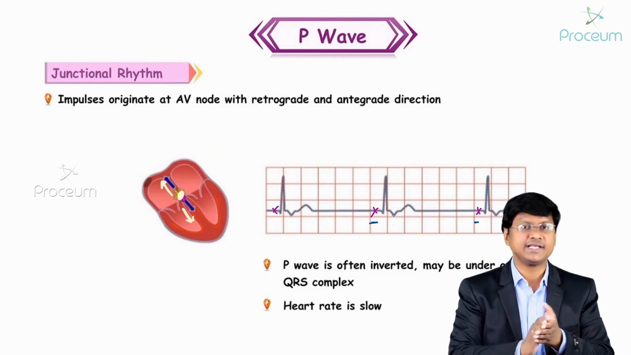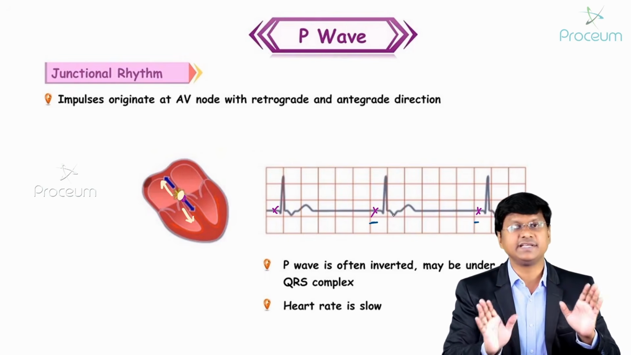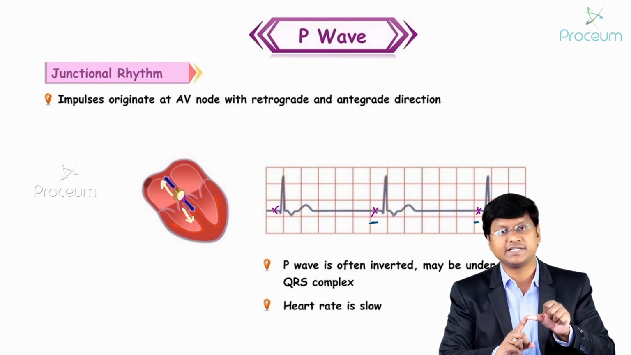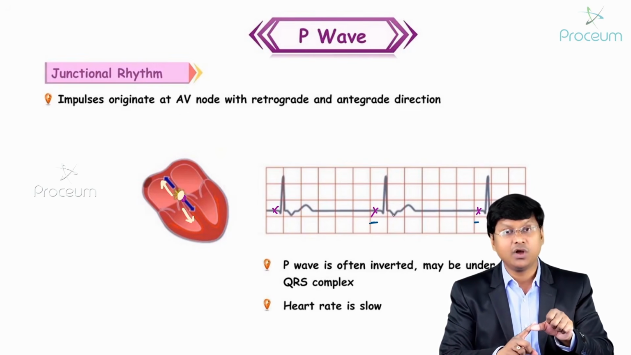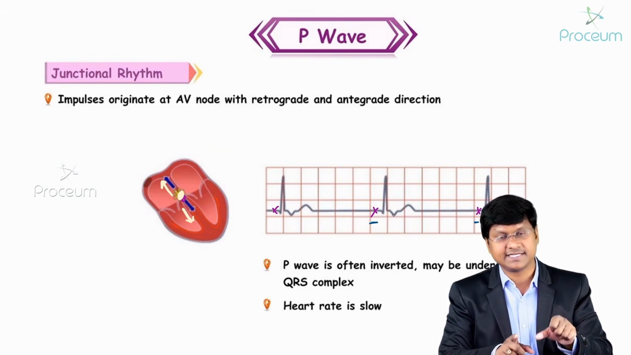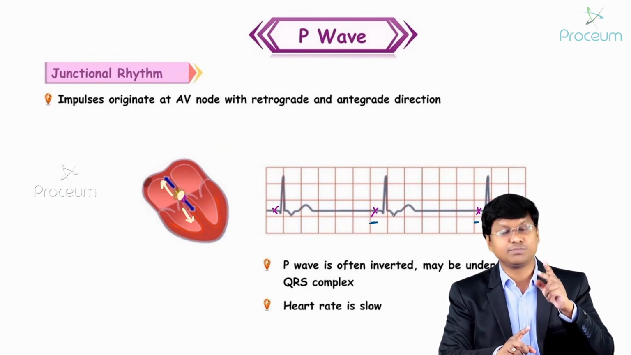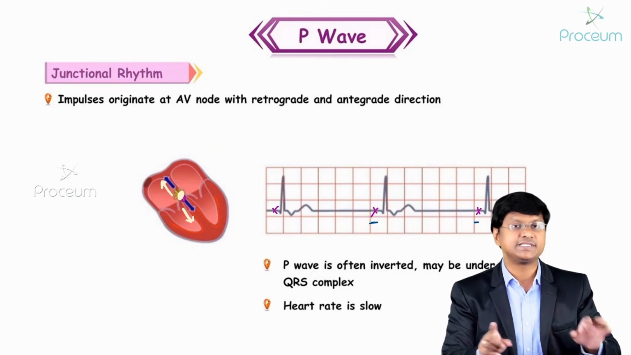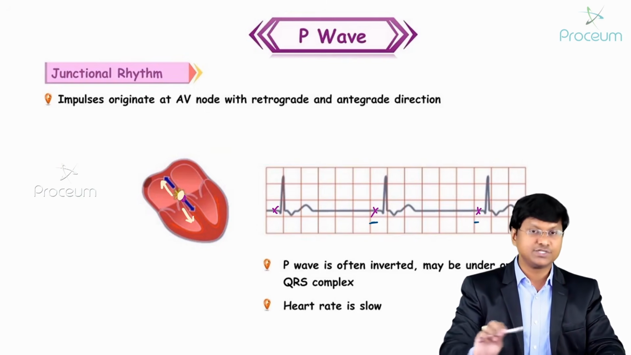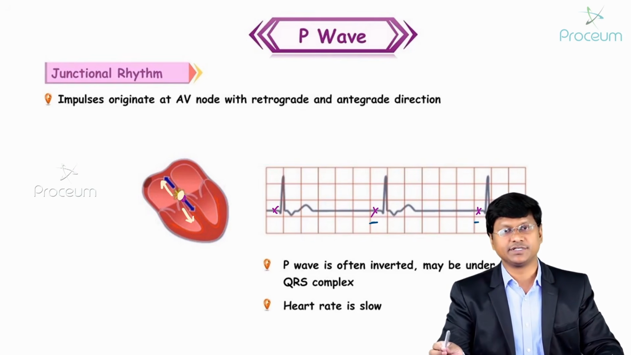So to summarize everything now, if there is an inverted P wave, it is non-sinus origin. That means it is not originating from the SA node. And along with that, if the PR interval is less than 120 milliseconds, it is junctional rhythm. If the PR interval is more than 120 milliseconds, it is ectopic atrial rhythm. And if there is no P wave, it is your junctional rhythm.